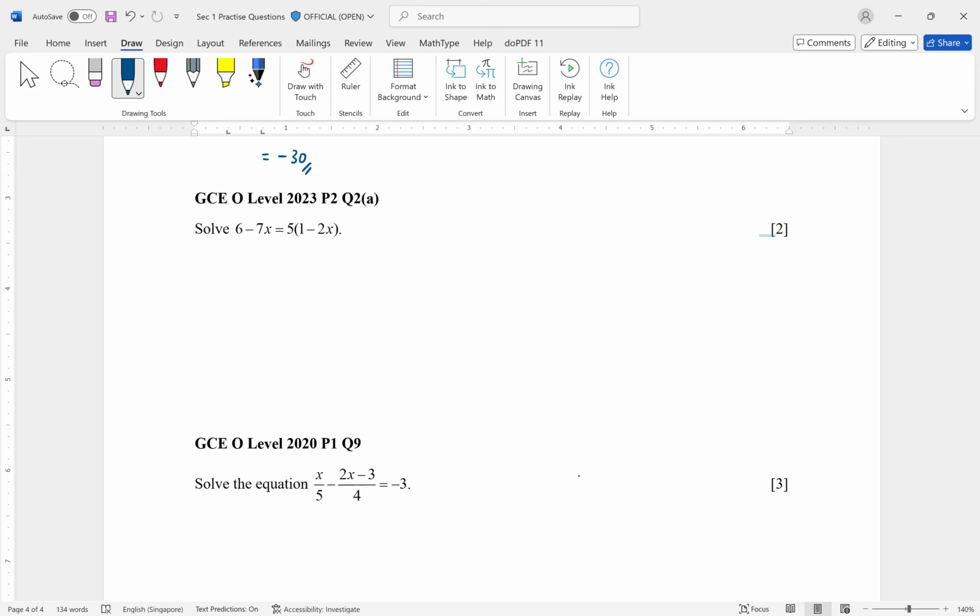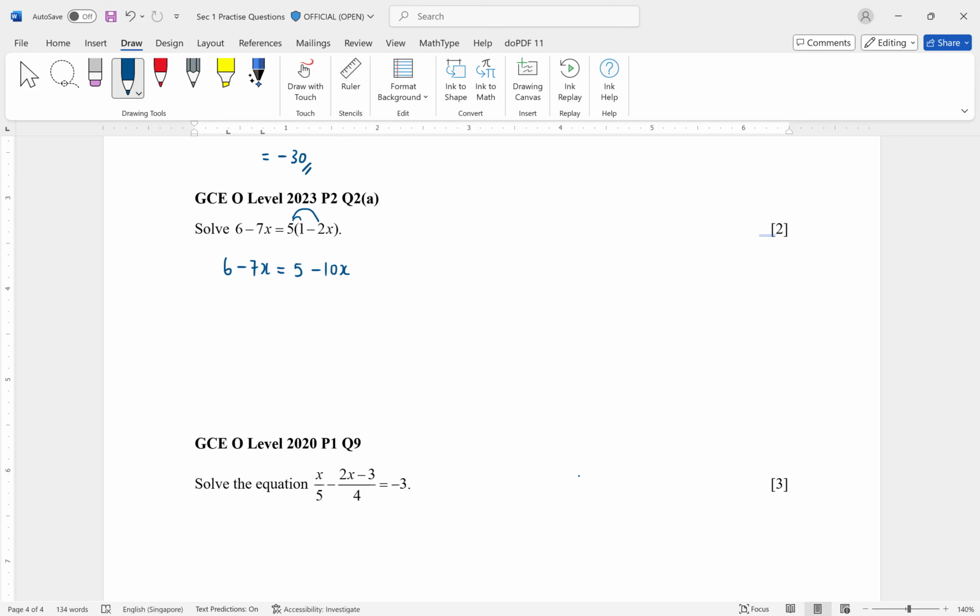So now we have a question that doesn't have any terms with denominators. So we have 6 minus 7x equals 5 times (1 minus 2x). For this question, what we want to do is to open the brackets first. So 5 times 1, we have 5. Then 5 times negative 2x, we have negative 10x, all right? So this is what we have.